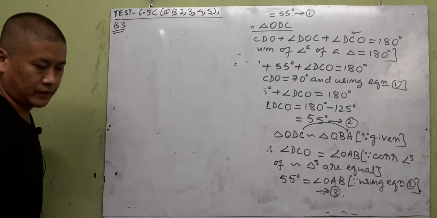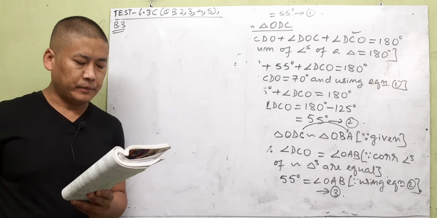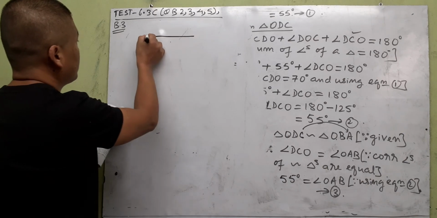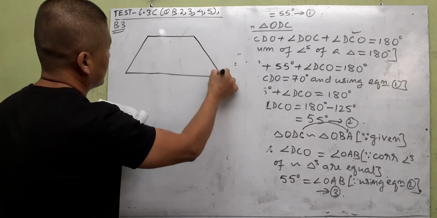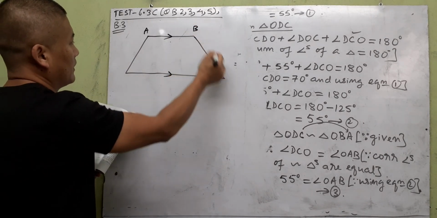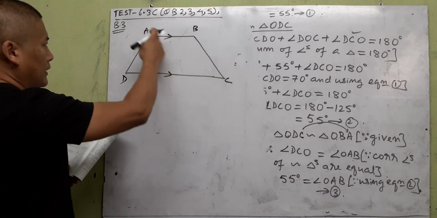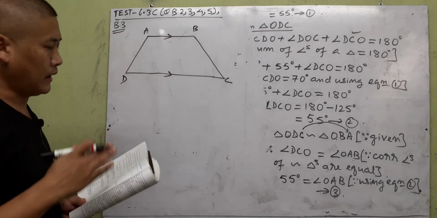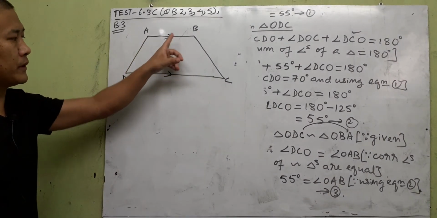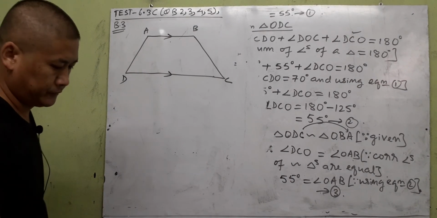Here, let me read the question for us. Diagonals AC and BD of trapezium ABCD with AB parallel to DC intersect each other at a point O. So let's draw the diagram. Trapezium means one pair of opposite sides in a four-sided figure are parallel. These two are parallel, A, B, C, D. The right side BC and left side AD are opposite, and the other opposite side may not be parallel, but at least one pair of opposite sides must be parallel in a trapezium. That's called a trapezium.